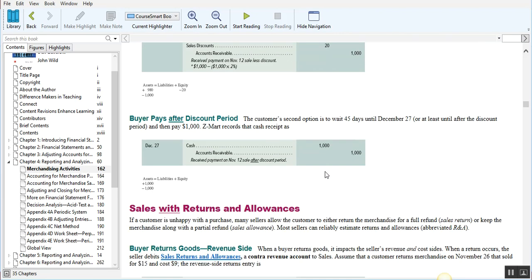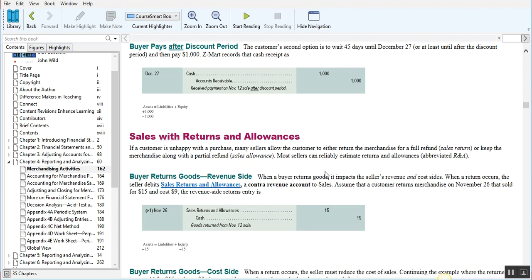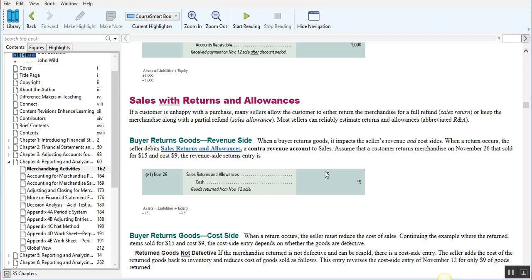If they pay after the discount period, we don't have to worry about it. We just record the payment at the full price. We can also make sales and then have a return or an allowance.